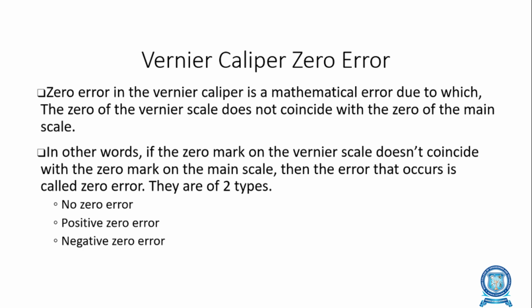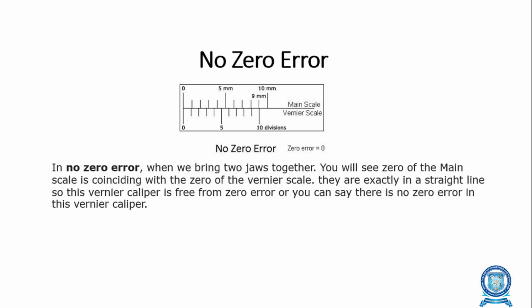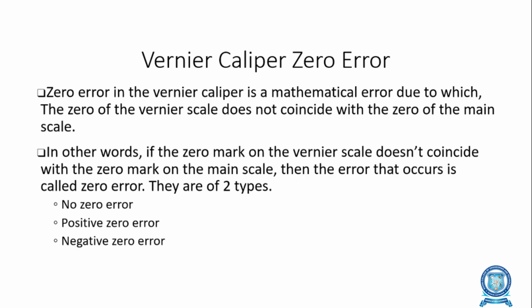We should know about what is vernier caliper zero error. There are three different types of zero errors: no zero error, positive zero error, and negative zero error. So we should know about what is no zero error.